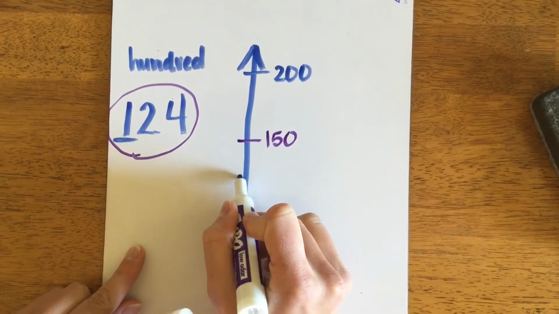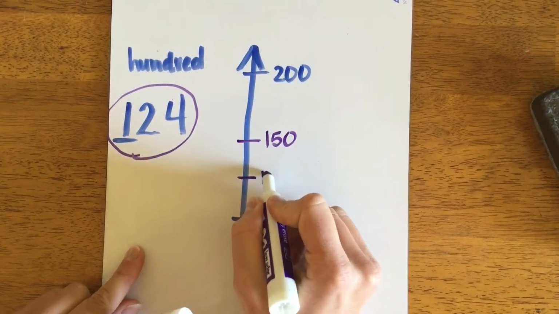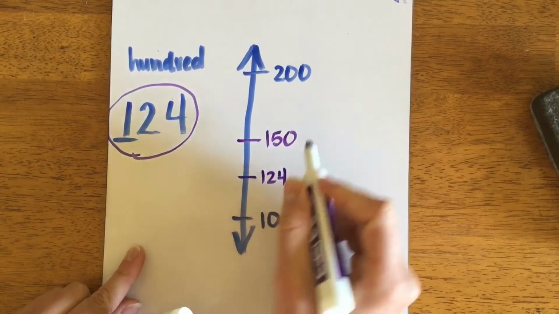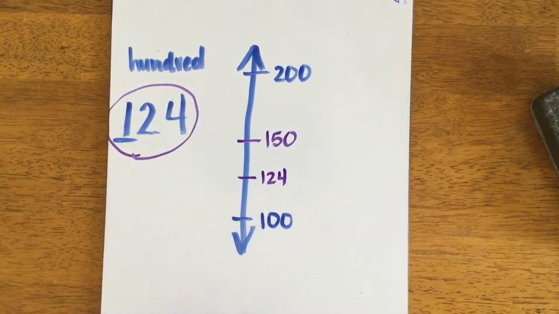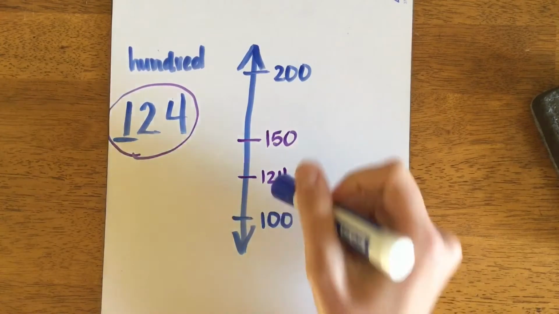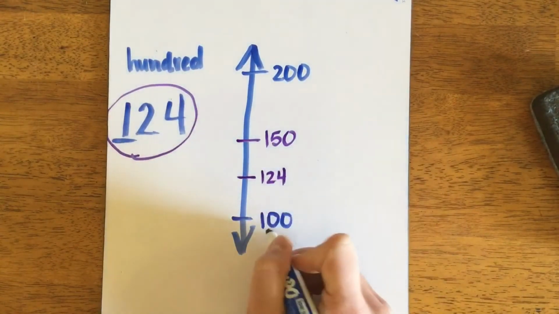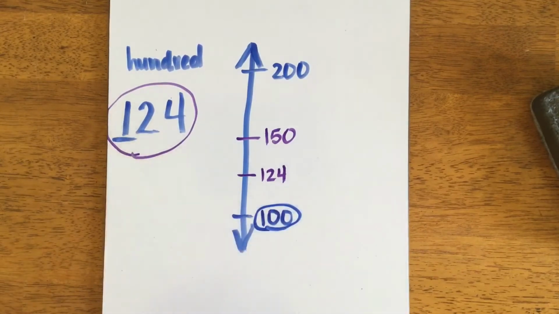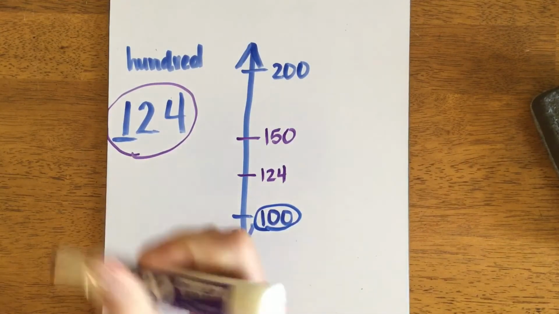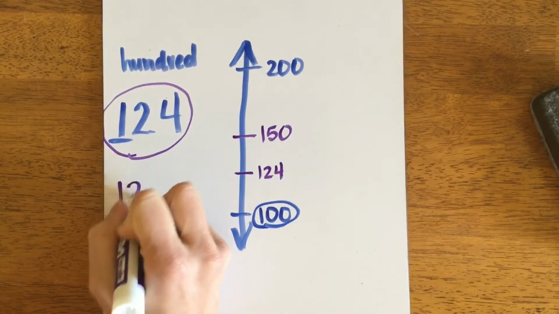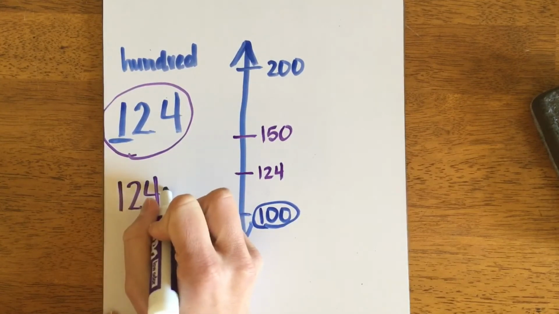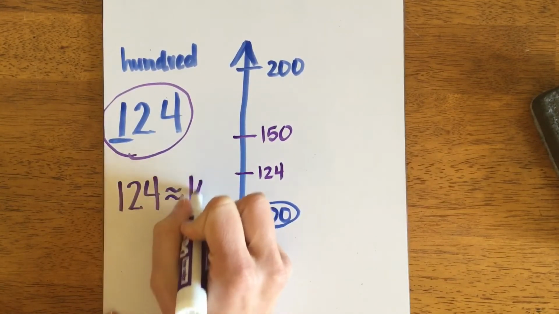124 would be about in the middle of 150 and 100. Looking at this representation, I can see that 124 is closer to 100. So my approximation would be that 124 is about 100.